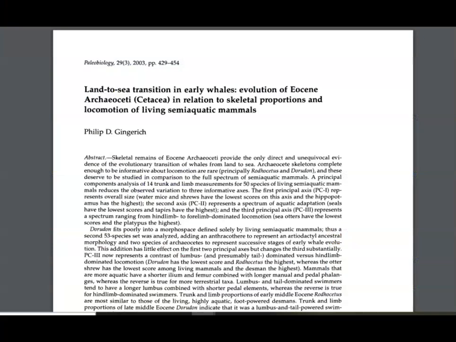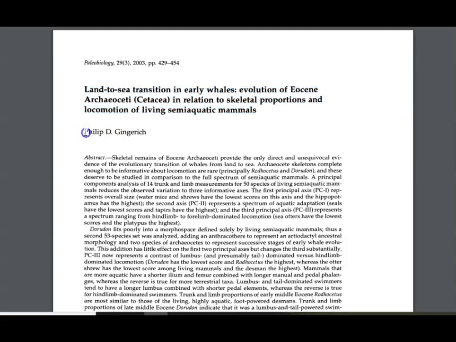Okay, so I searched for a peer-reviewed scientific journal article on whale evolution. Okay, and I found this one. So I'm just going to show you what we can learn from just looking at this. Okay, so right here: Land to sea transition in early whales: evolution of Eocene Archaeoceti (Cetacea) in relation to skeletal proportions and locomotion of living semi-aquatic mammals. This is the title of the journal article.